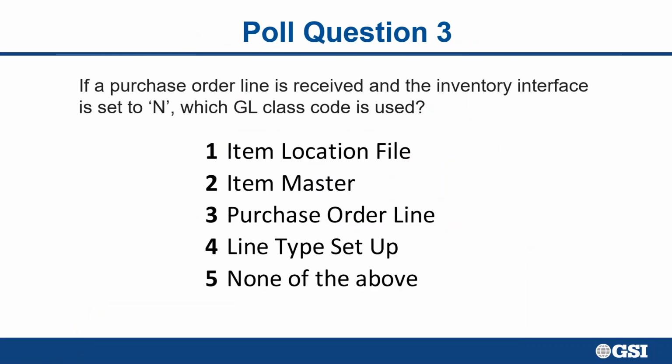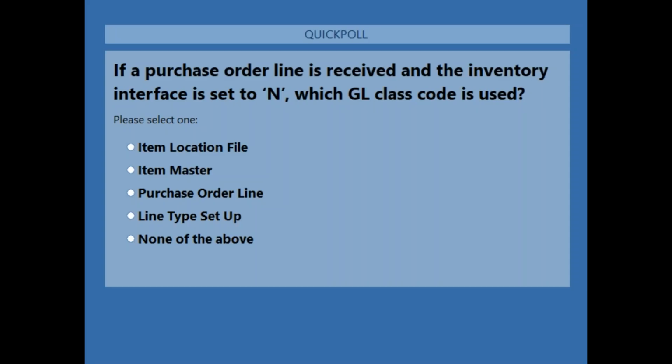Okay, so here's my last poll question. If I have a purchase order and the inventory interface of the line type is set to N, where is the GL class code going to come from? So let me go ahead and launch this one. Our choices are the location file, the item master, the purchase order line, the line type setup, or none of them.